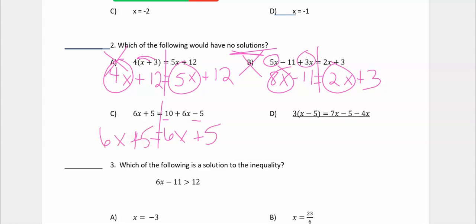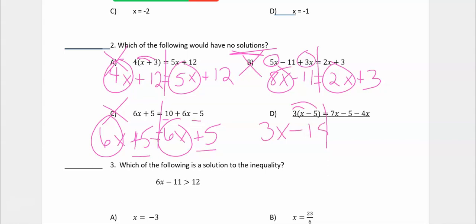This one is infinite solutions. You do have the same number of x's, but the number's the same as well. So everything's going to cancel. And you'd have like 5 equals 5. That's infinite solutions when it's the exact same thing on either side. So let's hope it's this guy here.